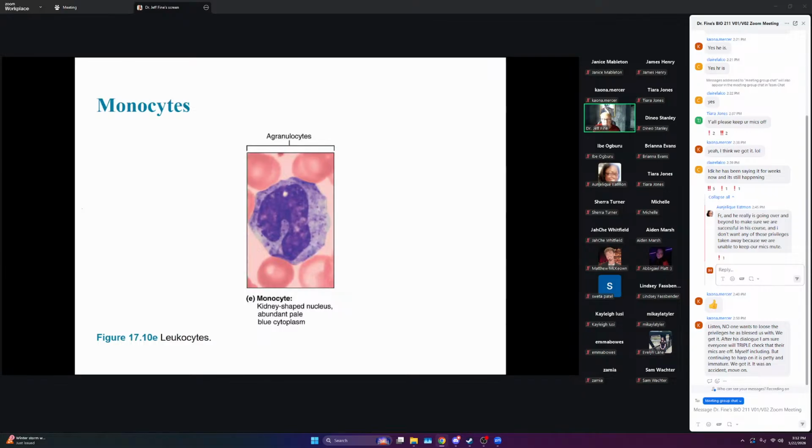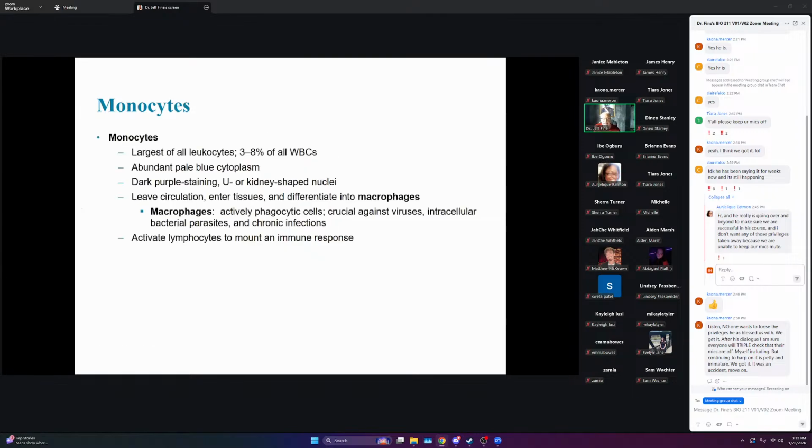Okay, and again, if you remember, these are the ones that have that kidney bean shaped or C-shaped nucleus. That's usually the telltale sign when you're looking at a histology slide that you're talking about a monocyte. Okay, the monocytes are physically the largest in size, and these are macrophages.